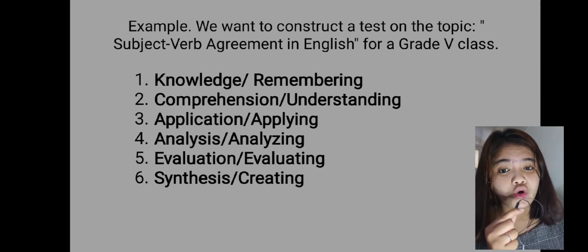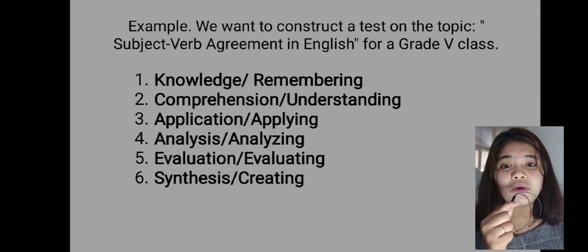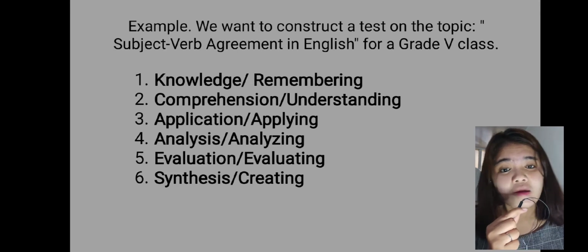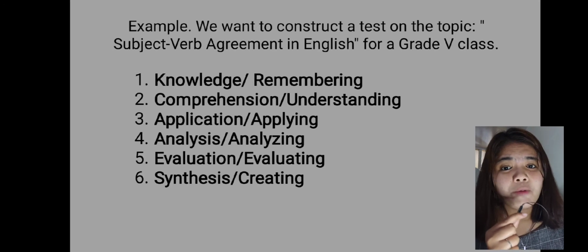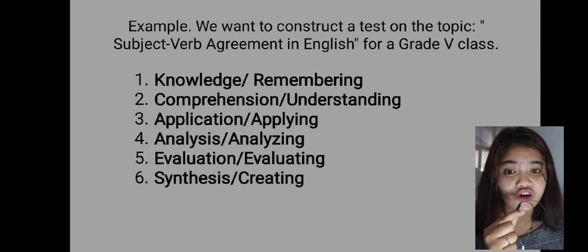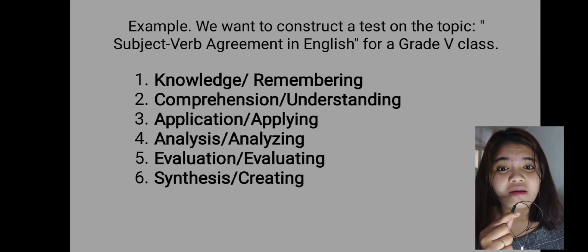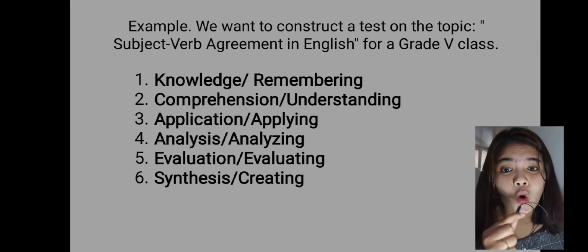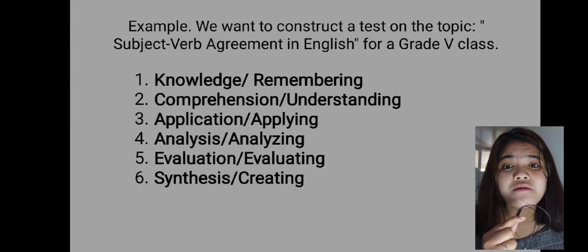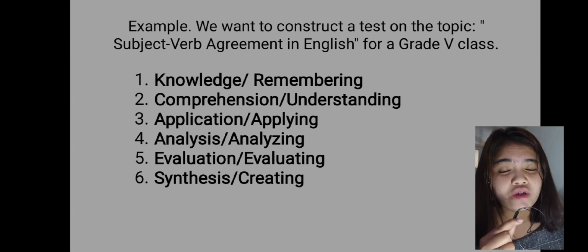The following are typical objectives. First, knowledge or remembering. The students must be able to identify the subject and the verb in a given sentence. Second, comprehension or understanding. The students must be able to determine the appropriate form of a verb to be used given the subject of a sentence. Third, application or applying. The students must be able to write sentences observing rules on subject-verb agreement.